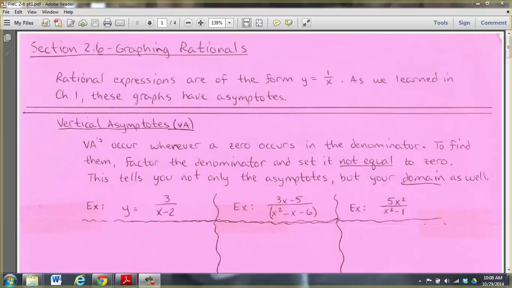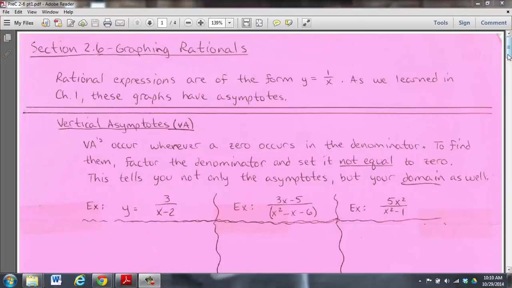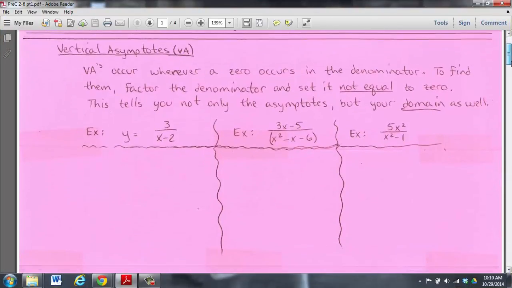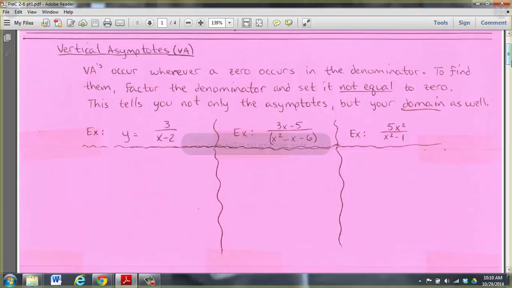So here I have some examples for us to work on. And what we want to do is figure out where those vertical asymptotes are. So in the case of this first one, it's pretty simple. X minus 2 cannot equal 0, which means that x cannot equal 2.